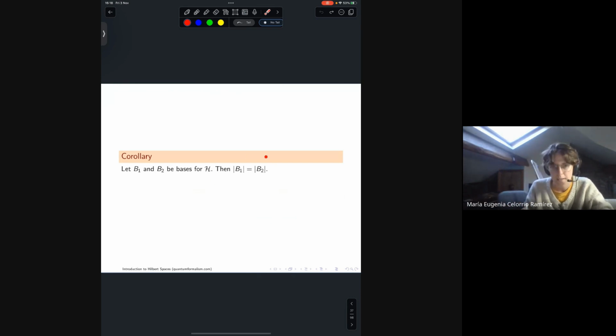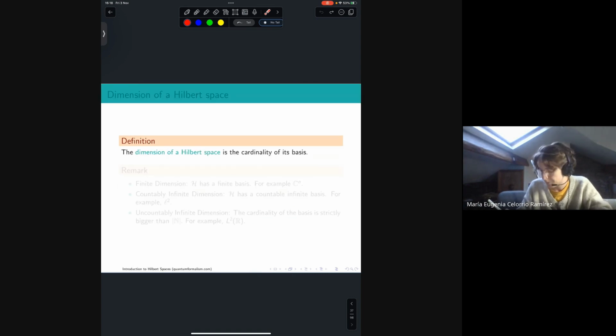This is really important because now we can proceed to define the dimension of a Hilbert space. Since we know that the cardinality of the basis is not going to change depending on the basis we are choosing, we can define the dimension of a Hilbert space as the cardinality of one of its bases. We choose one, count how many elements we have. That's the dimension of the Hilbert space.